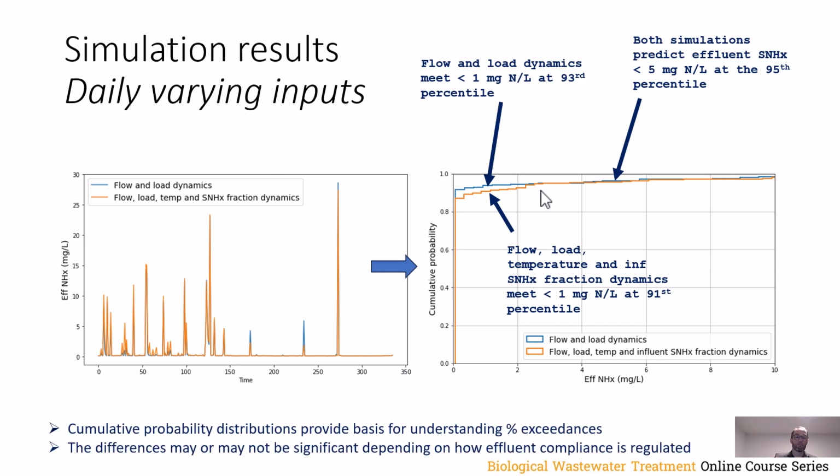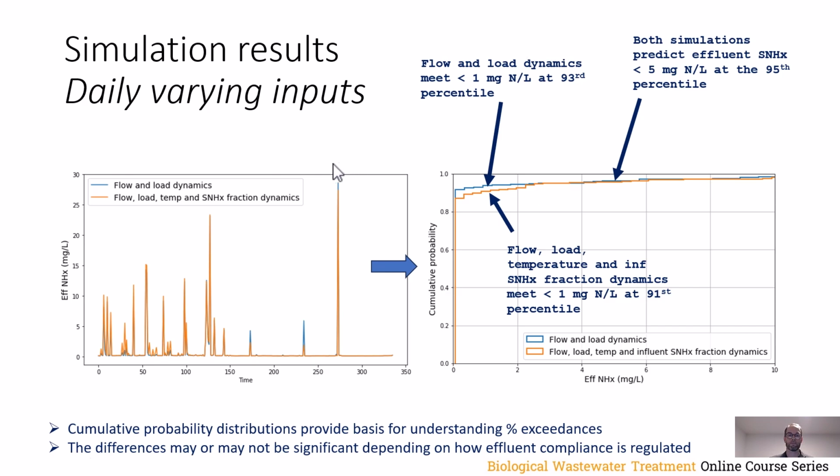These cumulative probability distributions provide a basis for understanding percent exceedances. So what percent of the time are we above some threshold value? What threshold value we assign as being important really depends on our effluent compliance limits for our particular case. And the differences we see here in this case may or may not be significant depending on how effluent compliance is regulated. Are we being regulated at the 95th percentile, at the 50th percentile, or some other basis?